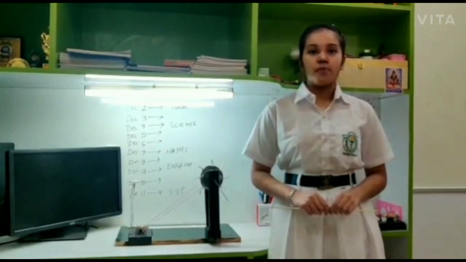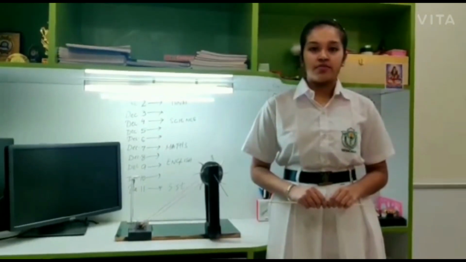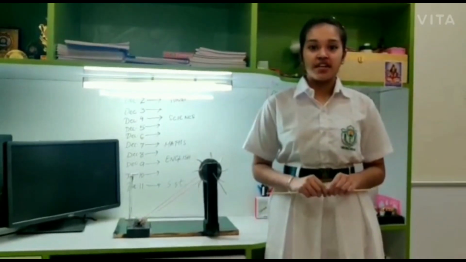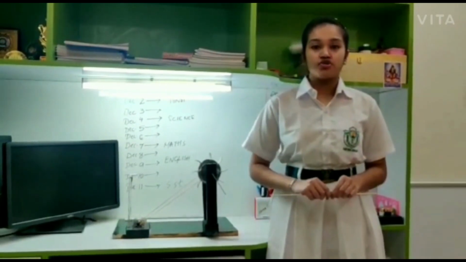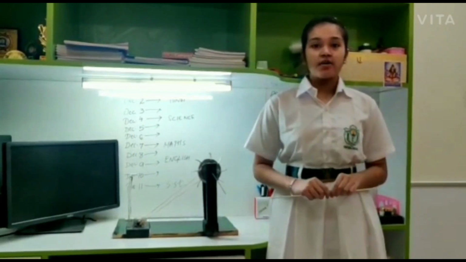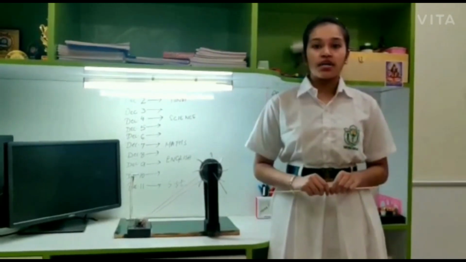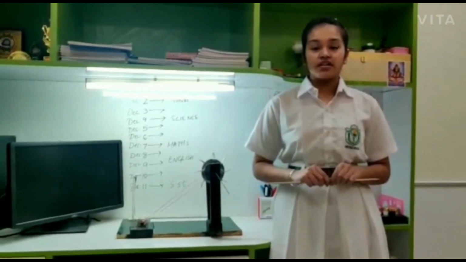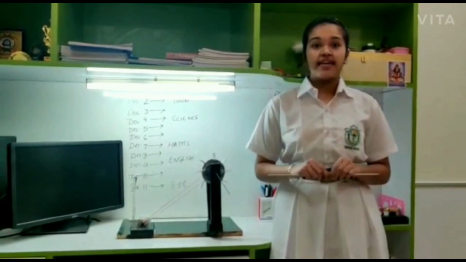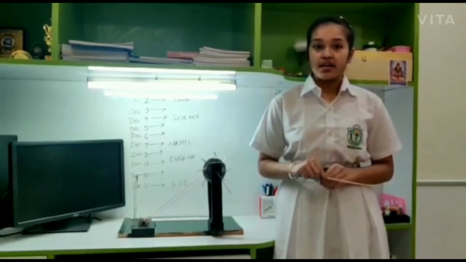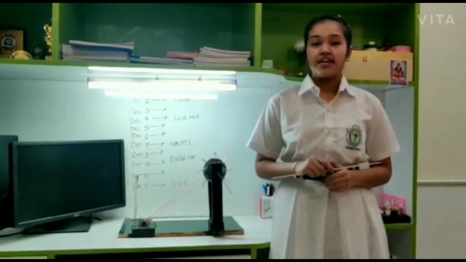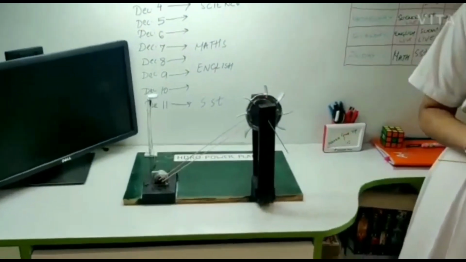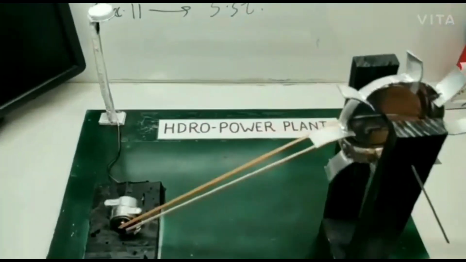Today I am going to show you my working model of a hydropower plant. A hydropower plant is one of the most trusted and widely used renewable sources of energy. In a hydropower plant, the power of water is used to generate electricity. The water from rivers is stored in dams and then made to flow through a turbine which rotates the generator, and thus electricity is produced. Now I have simplified the working model of a hydropower plant.